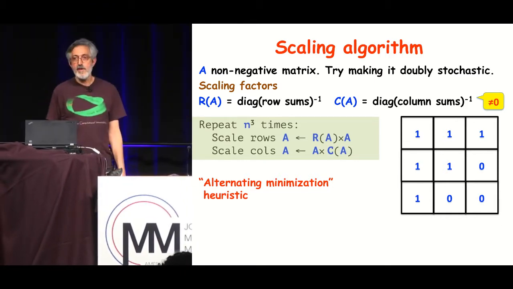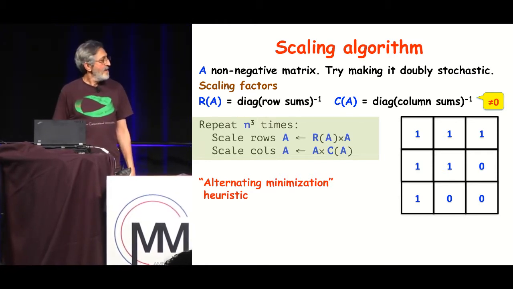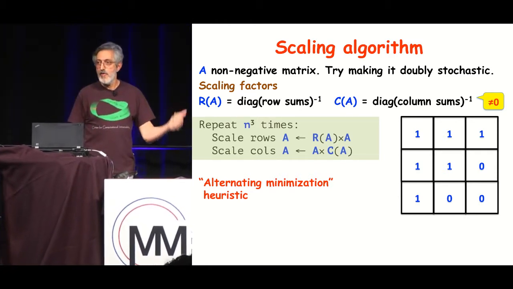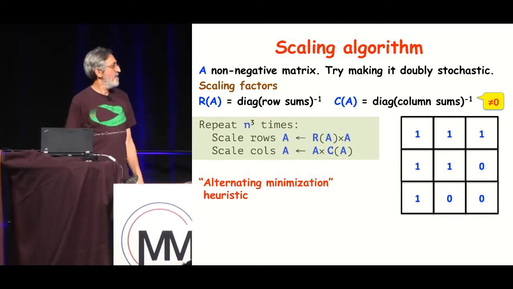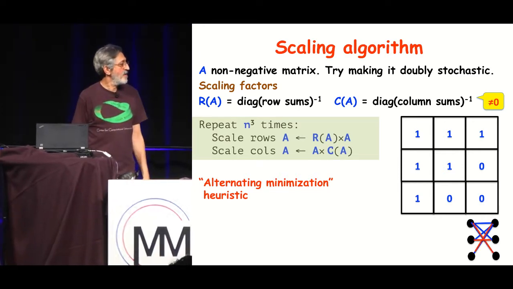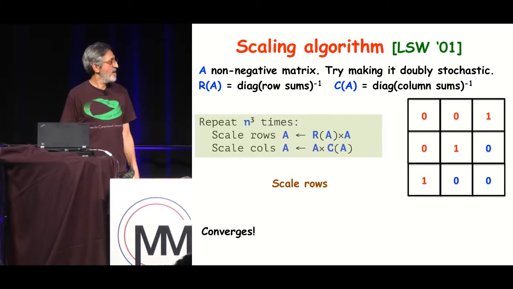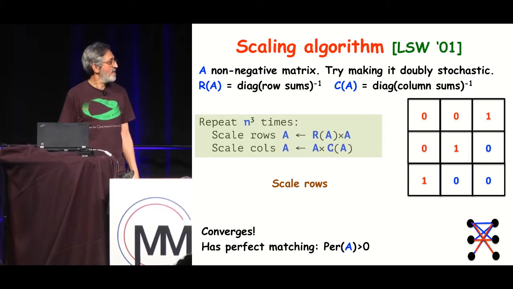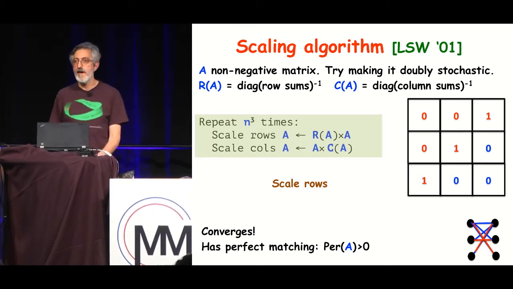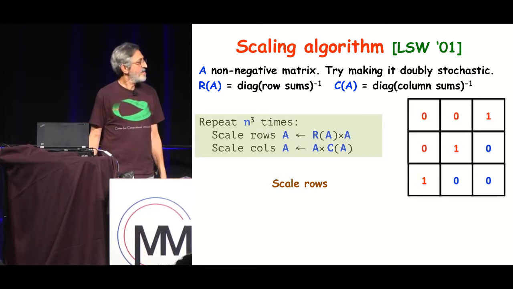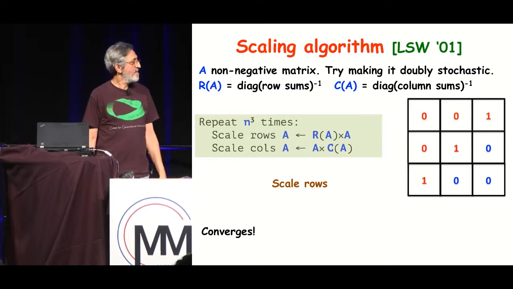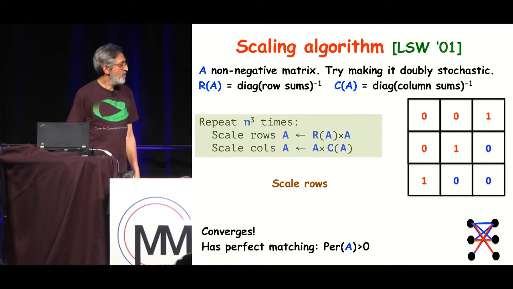But for now, let's do just another example. Here's the other example that I showed you. Here, there's the matrix of a graph with a perfect matching. So hopefully it will converge, and we can just try to scale rows and columns. Let's just do it. You can see that everything off diagonal shrinks, and this converges to this matrix. And that's what we would have hoped.